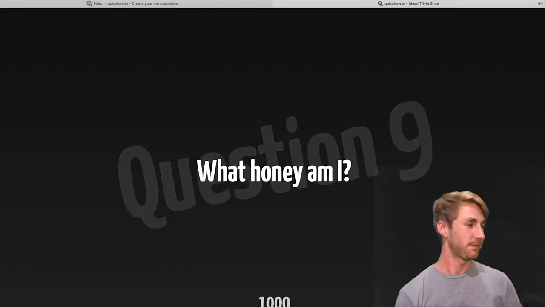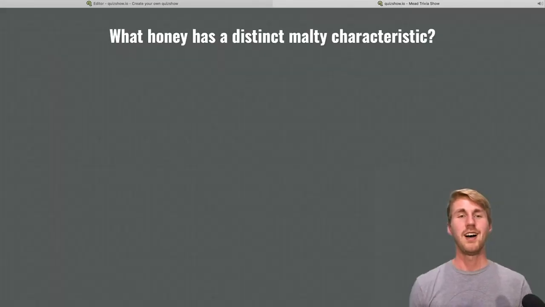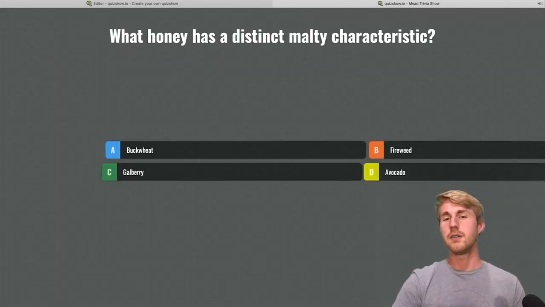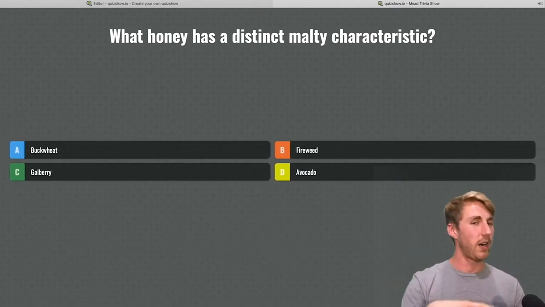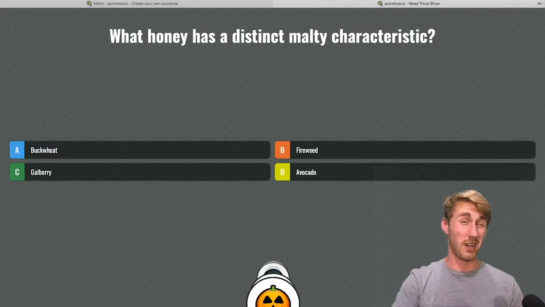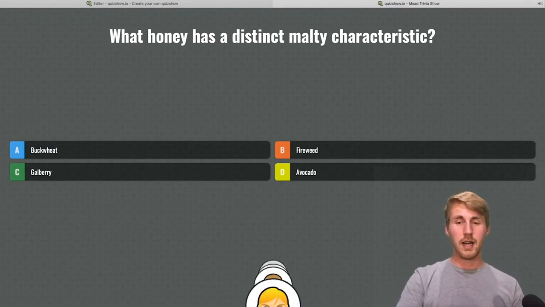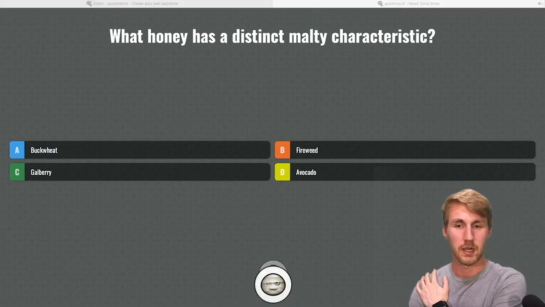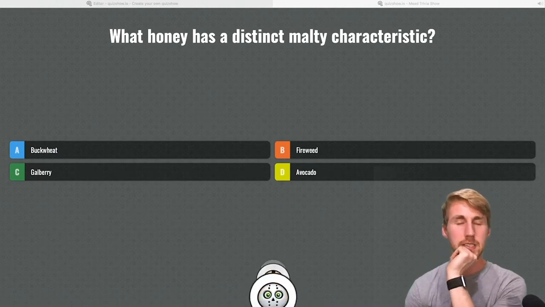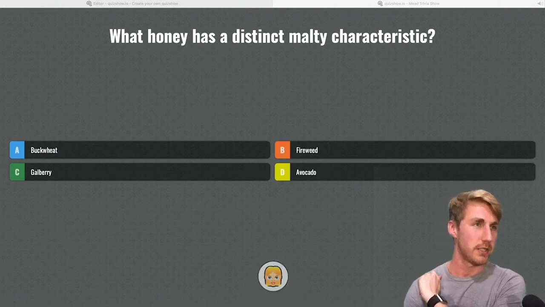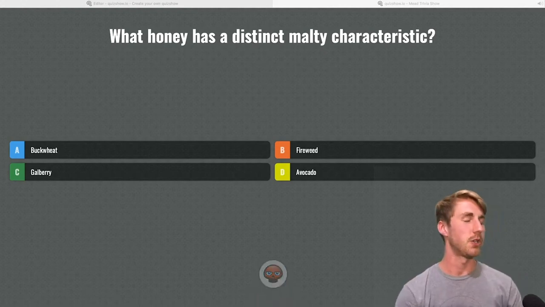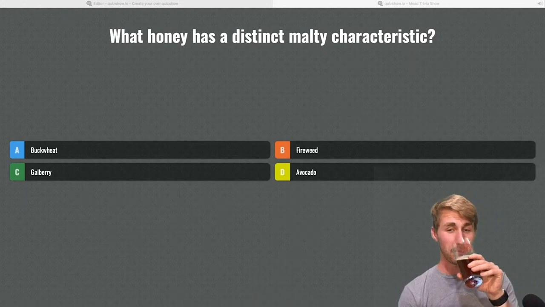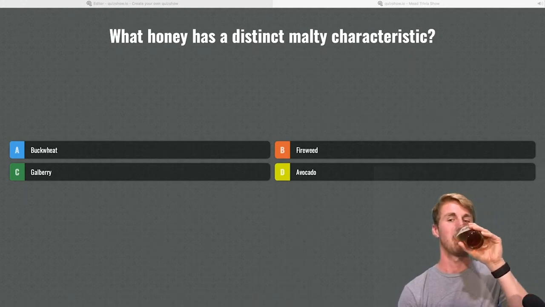Question number nine. What honey am I? What honey has a distinct malty characteristic? Is it buckwheat? Is it fireweed? Is it gallberry? Or is it avocado? Now, in hindsight, thinking about this one, some people might find different characteristics. I realize there's a flaw in my answer. Hopefully you are on the same brain wavelength as me.